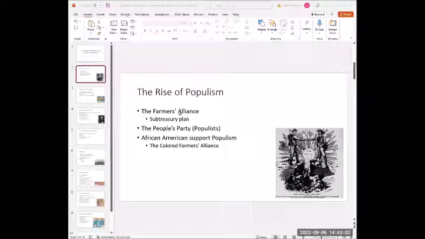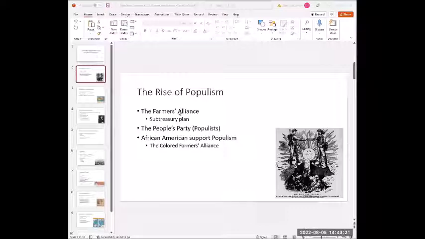And they also wanted to see the direct election of U.S. senators. They didn't like the fact, they felt it was undemocratic that U.S. senators were not directly elected by the public. All right, so a number of different issues that the populists were focused on.